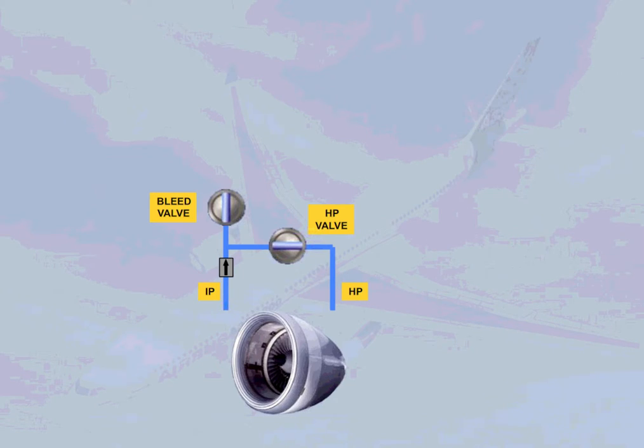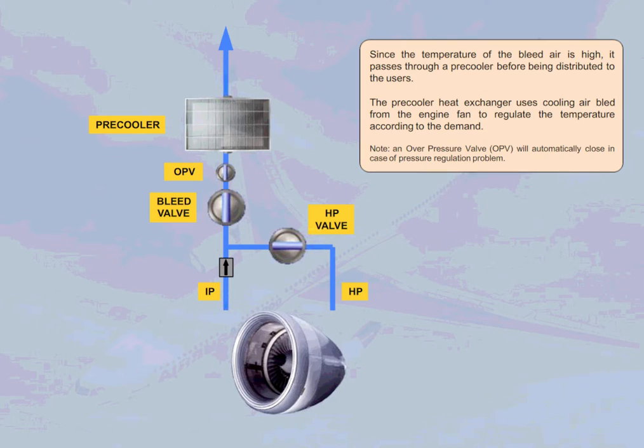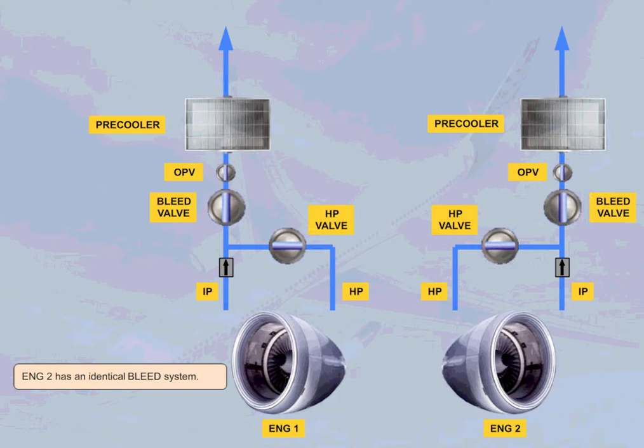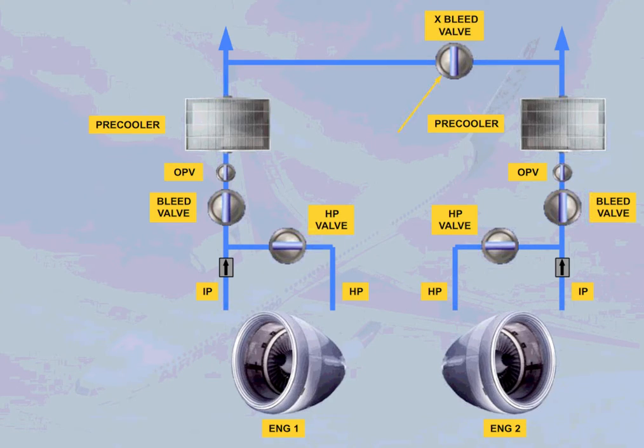Since the temperature of the bleed air is high, it passes through a precooler before being distributed to the users. The precooler heat exchanger uses cooling air bled from the engine fan to regulate the temperature according to the demand. Note: an overpressure valve, OPV, will automatically close in case of pressure regulation problem. Engine 2 has an identical bleed system. Both systems are connected by a crossbleed duct. A crossbleed valve permits their interconnection or isolation.